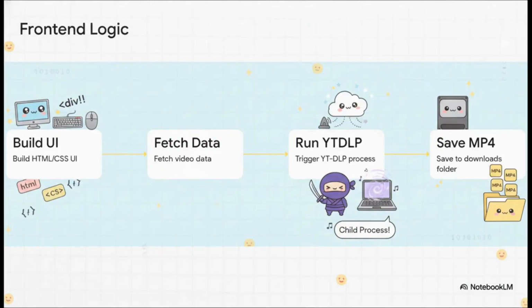Now let's talk about the front end and the actual download magic. First, we put together a sleek UI using HTML and CSS with some search bars and drop-downs. Second, the front end fetches that sliced video data from our back end. But here is the critical step three. To actually download the physical video file, our Node.js app triggers something called a child process. That's essentially a mini program running in the background. It quietly opens a tool called yt-dlp, hands it the video URL, and says, hey, grab this media. Step four, it saves those single MP4 files directly into a local downloads folder right on your computer.